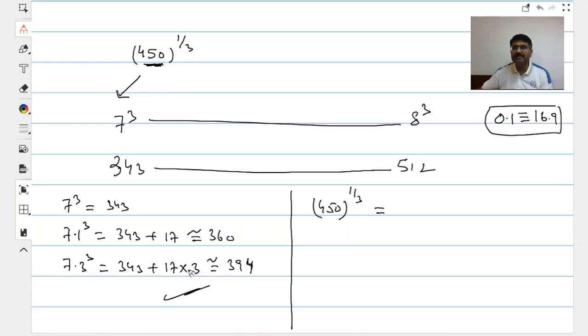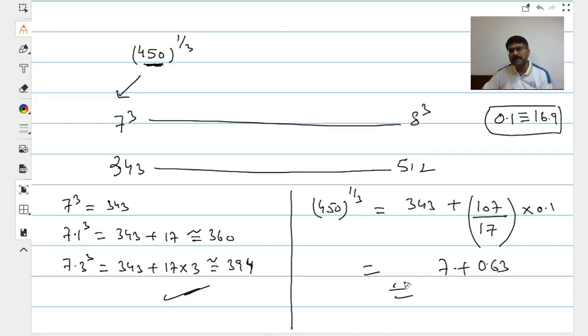I'm already doing calculation in my mind. So yes, hold on. So you will write 343 plus 107. Got it? This divided by decimal equivalent 17. And since it will come after the whole number, this is going to be multiplied by 0.1. 17 into 5, 7 into 6, 102. And it is 6.2 or 0.63.